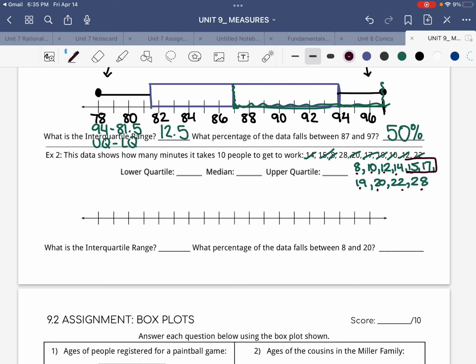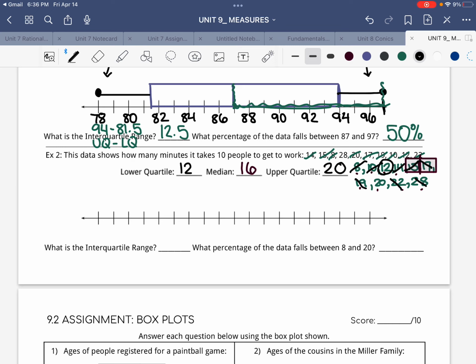till you realize that the middle is actually 15 and 17. Halfway between 15 and 17 is 16. What that means is 15 gets counted on the left side, 17 gets counted on the right side for the lower and upper quartiles. So then I cross one out and cross one out, and 12 is our lower quartile. Then I do the same thing on the upper half. I cross off 17 and 28, 19 and 22, and 20 is my upper quartile.